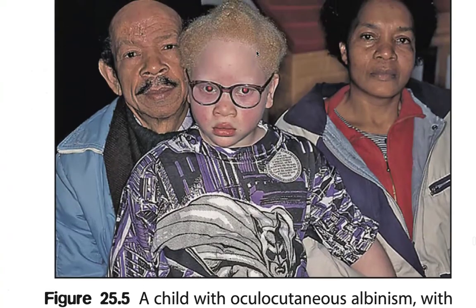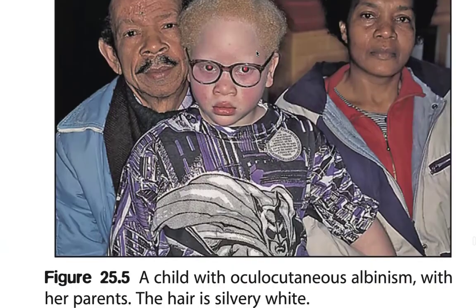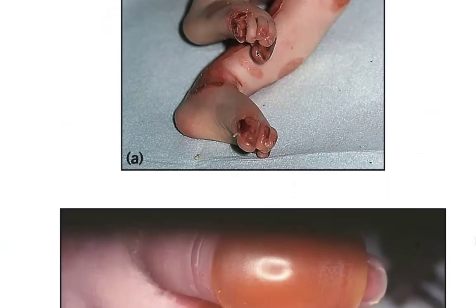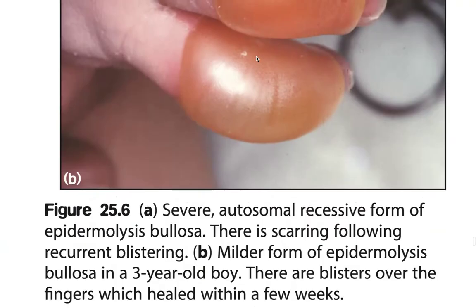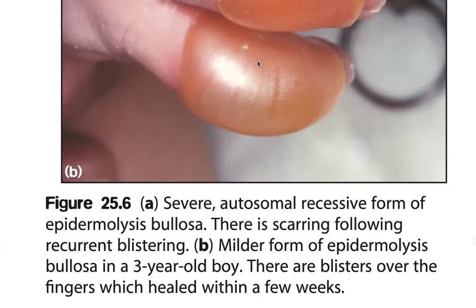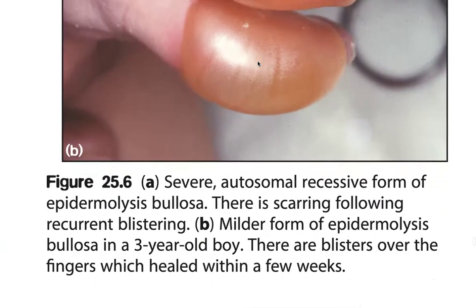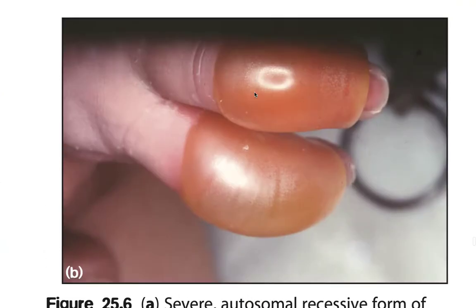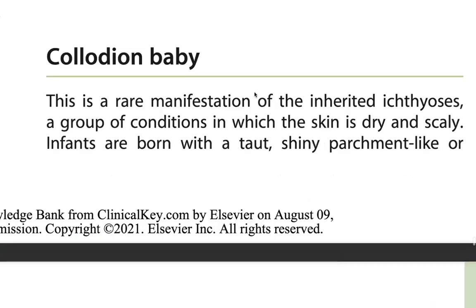Child with oculocutaneous albinism; the hair is silvery white. And these are severe autosomal recessive forms of epidermolysis bullosa. This is scarring following recurrent blistering. Milder form of epidermolysis bullosa in a 3-year-old. There are blisters over the fingers which heal within a few weeks.